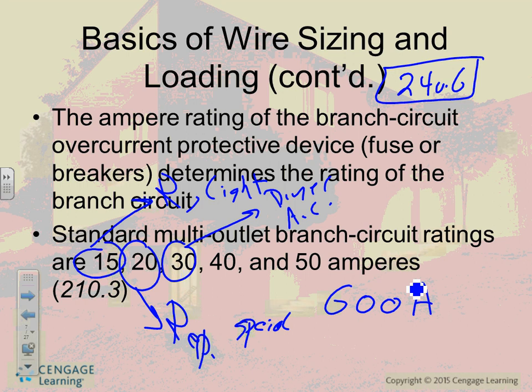How do I know that, guys? This is typical. They use it in dwellings. Remember, dwellings are a lot of typical. All right, let's say 40. 40 and 50. These are, anybody can guess? Range. Ranges. And stoves, which is basically range.